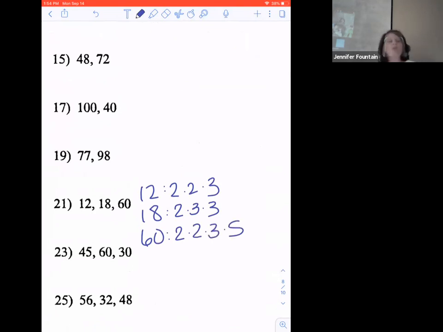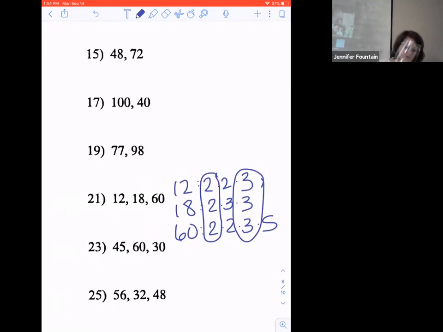So remember, when I've got 3 numbers, I'm looking at what do they all 3 have in common. They all 3 had a 2. And then when I look here, I've got 3's in common. So 2 times 3 is 6. So the greatest common factor is 6.